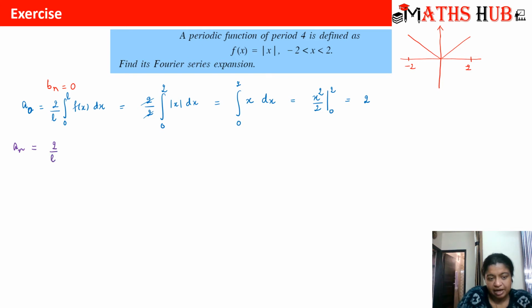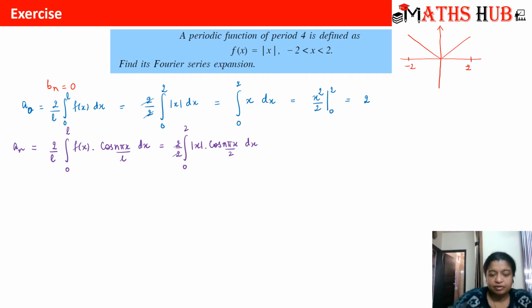That is 2 by L, integral 0 to L, f of x into cos n pi x by L dx. So we get 2 by 2. Similarly, the integration is from 0 to 2 of mod x cos n pi x by 2 dx. Again, by the same methodology, the interval is from 0 to 2, so mod x is the same as x. So we get the integration from 0 to 2 of x into cos n pi x by 2 dx.